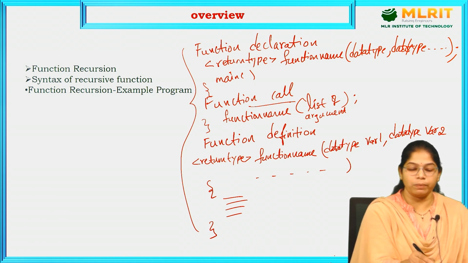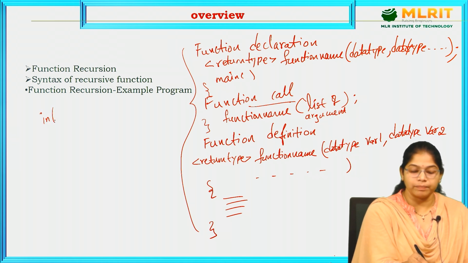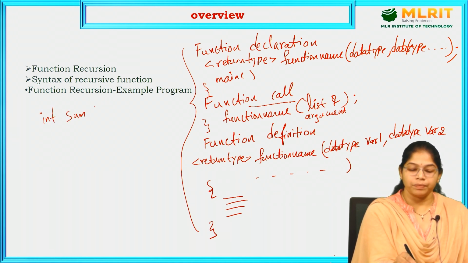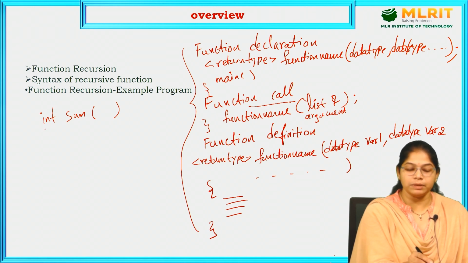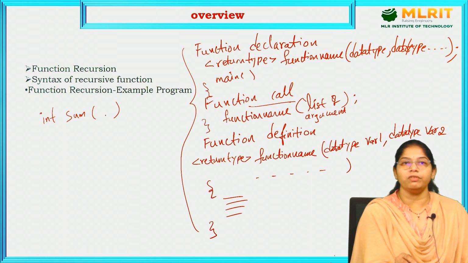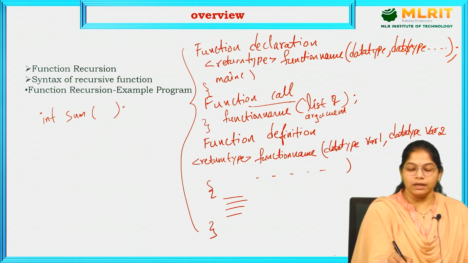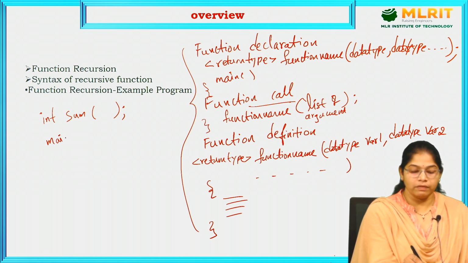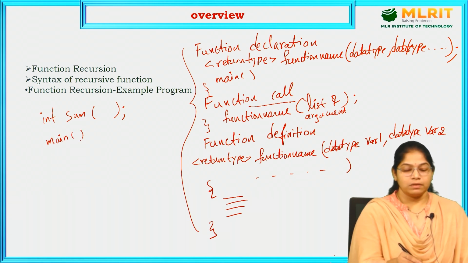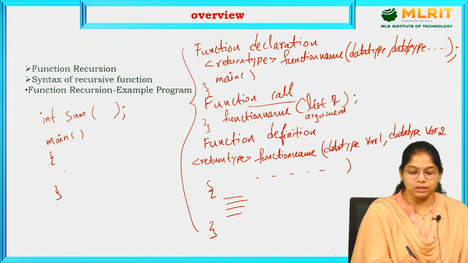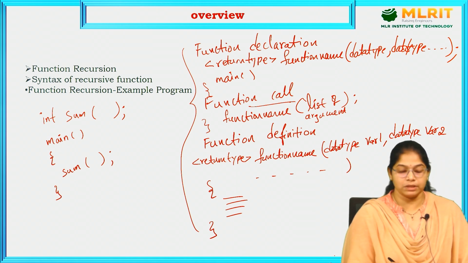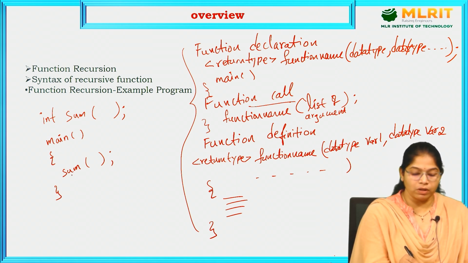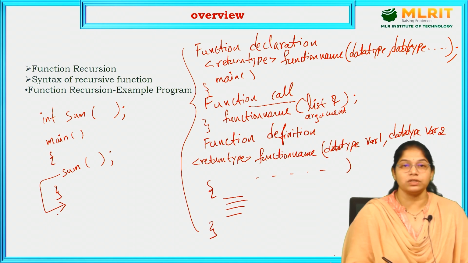Let us go with the example. The return type is int, the function name is sum. Here I am not writing any parameters, which means this comes under the category of function with return type without arguments. Then the declaration must be terminated with a semicolon. The declaration is always done above the main. In the main we'll call the function simply with the function name. Here I did not pass any arguments, so no need to write arguments. Then when we call the function, the control goes to the function definition.